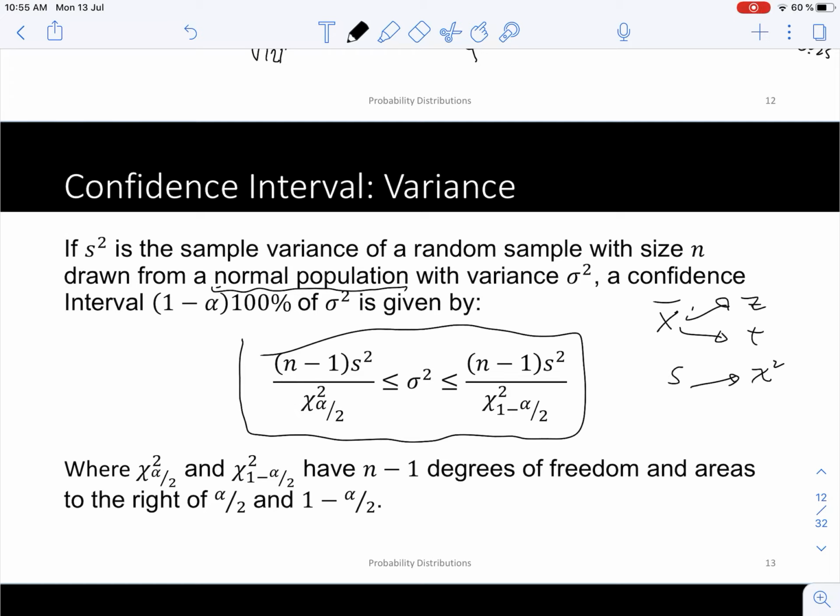Alright, so if we want to create a confidence interval for the variance, then of course we use the sample variance S squared, and the chi-square, which is the statistic that is used in these cases. In terms of the degrees of freedom, it's n minus 1, and of course be careful with the areas. Here this one has to the right an area of alpha divided by 2, and this one has to the right an area of 1 minus alpha divided by 2.